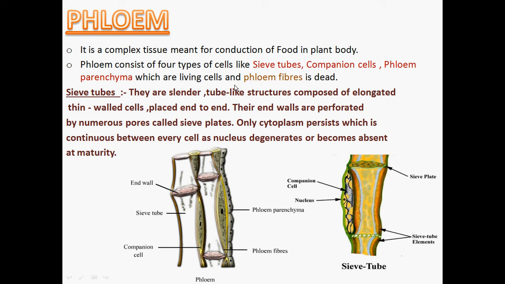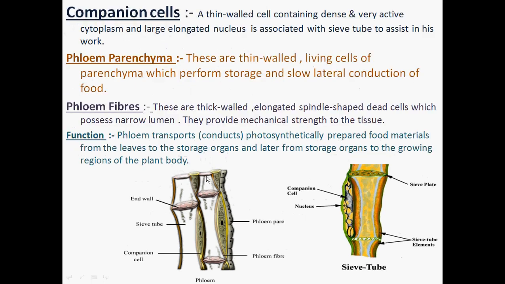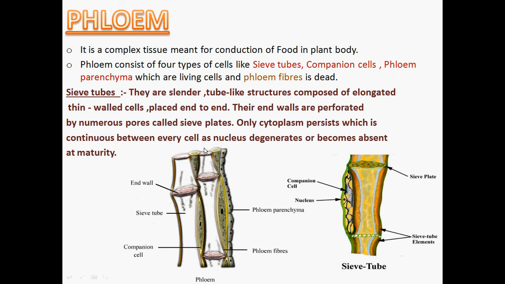So students, we're going to learn about all these different cells of the phloem tissue with the help of these different figures which I have pasted here. Okay, students. Out of the four cells, the sieve tubes, companion cells and the phloem parenchyma are the living cells, whereas the phloem fibers are dead.